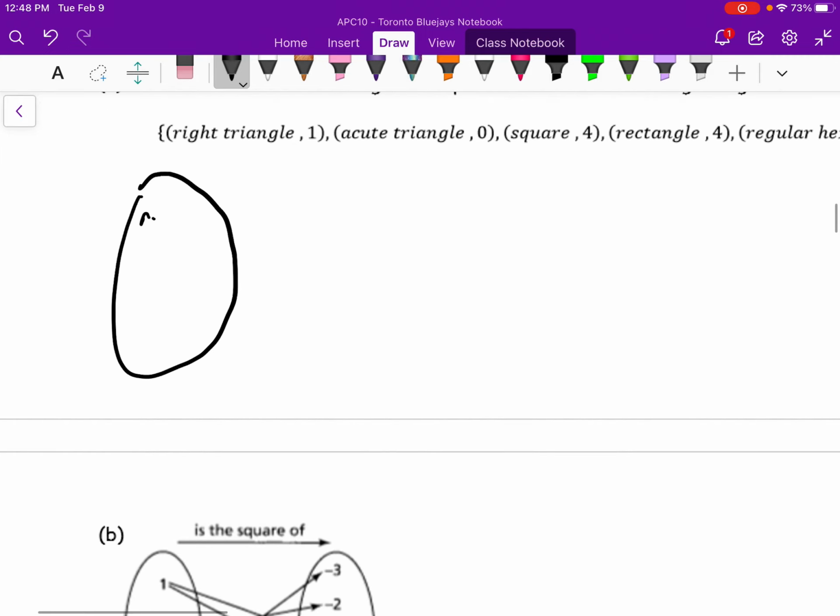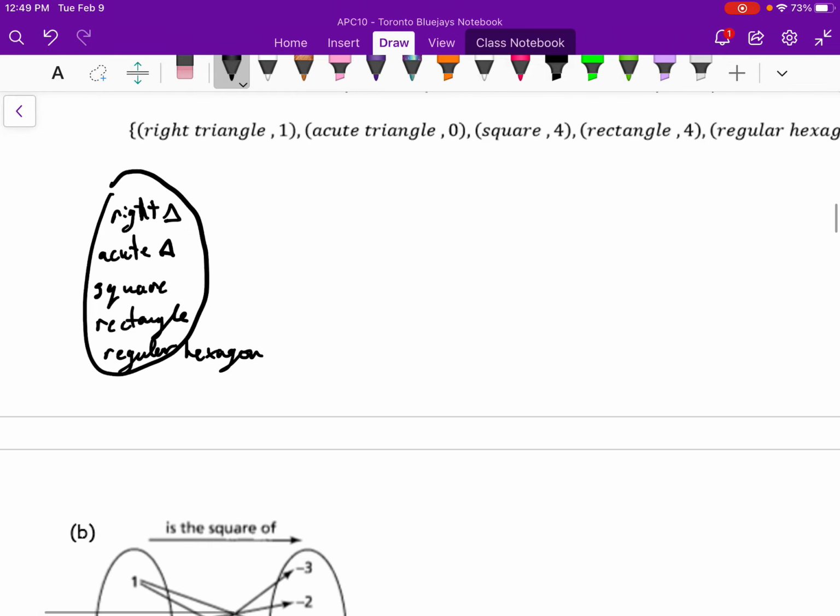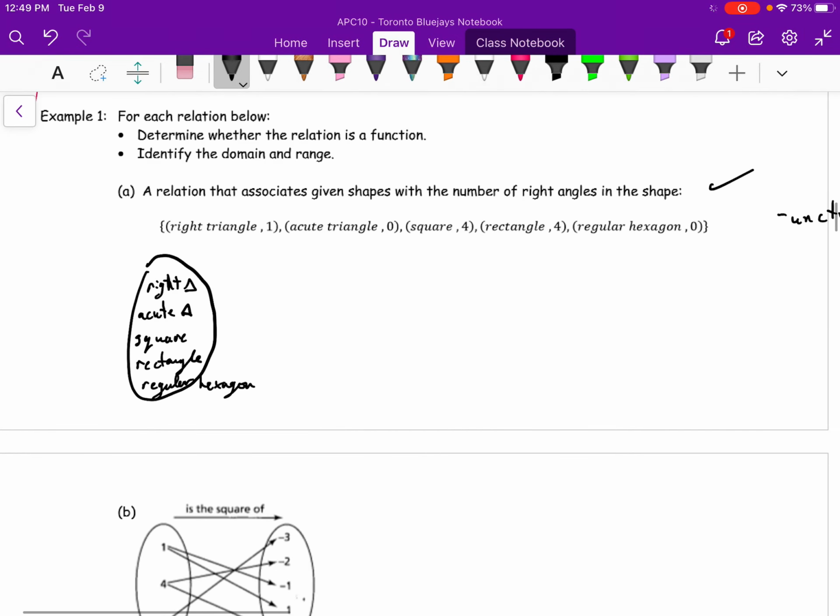So right now, I'm going to write right triangle, acute triangle. We have a square, we have a rectangle, and we have a regular hexagon. So a relation that associates given shapes with a number of right angles. So right here, I'm just going to call this number of right angles.